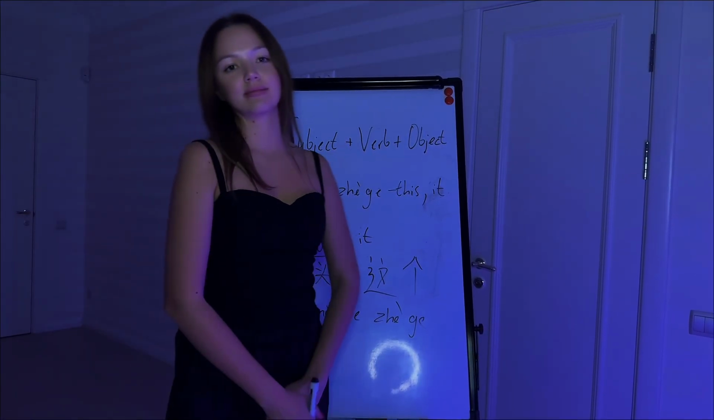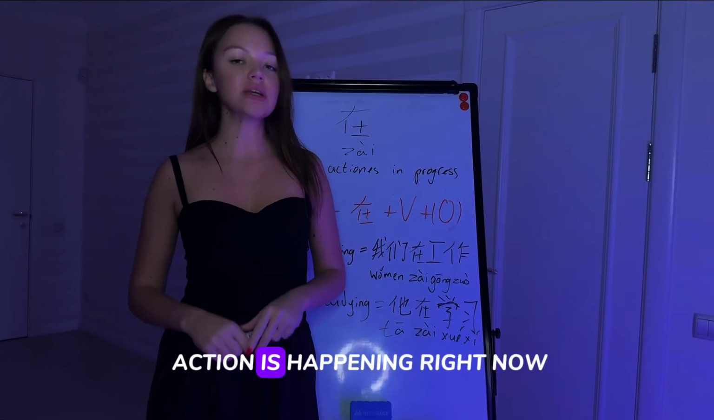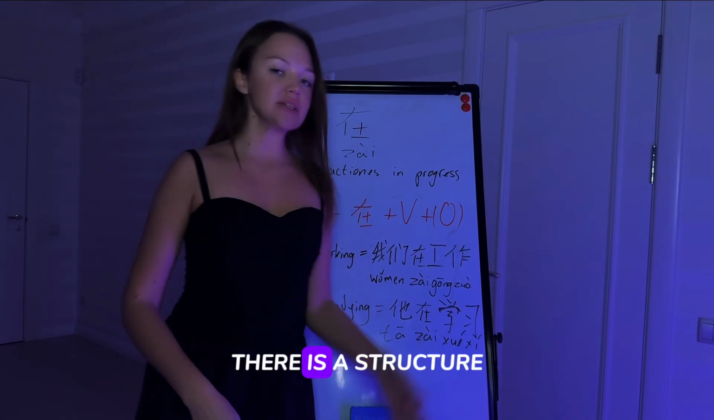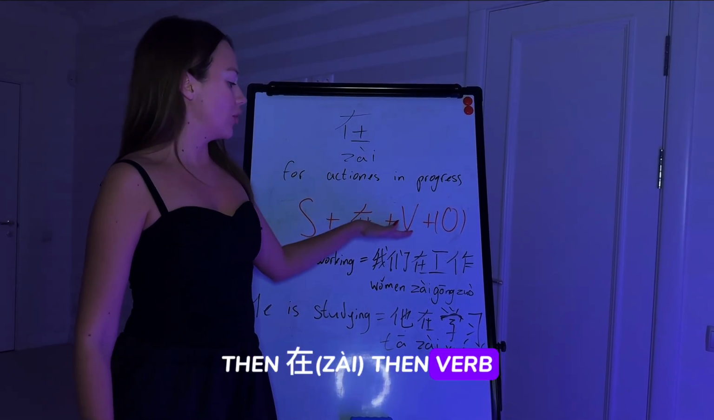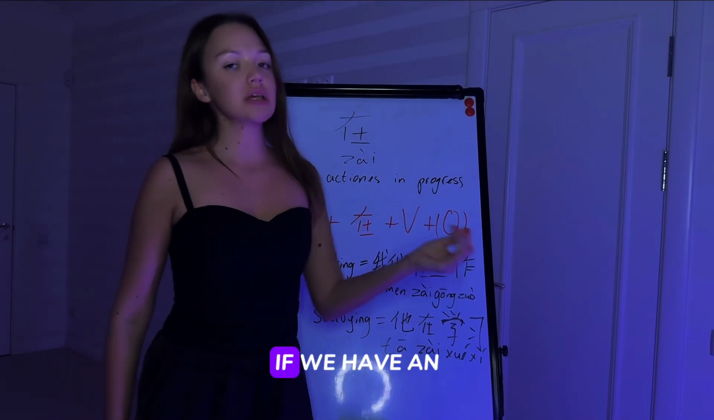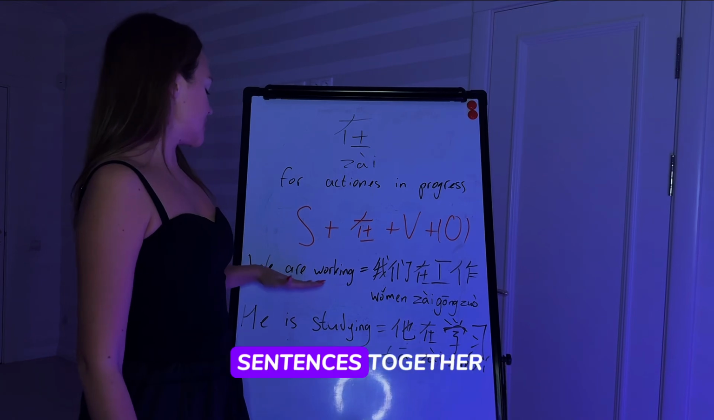If you want to show that the action is completed, you have to put the particle 了 right after a verb. And now let's look at 在. 在 shows us that the action is happening right now. There is a structure. Subject goes first, then 在, then verb, and then object. Of course, if we have an object in our sentence. And let's translate some sentences together.